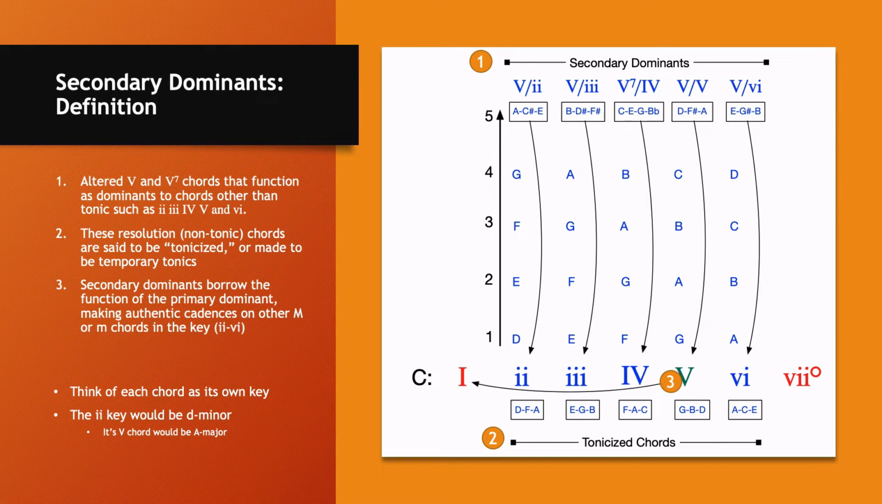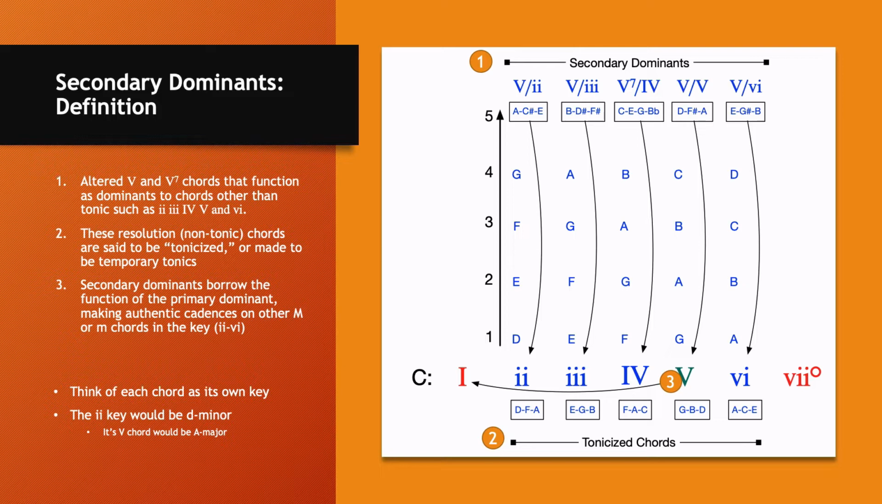Secondary dominants are altered 5 and 5/7 chords that function as dominants to chords other than the tonic, such as 2, 3, 4, 5, and 6. These resolution chords are said to be tonicized, or made to be temporary tonics. Secondary dominants borrow the function of the primary dominant, and so they make authentic cadences on other major or minor chords in the key. In the major key, chords 2 through 6.